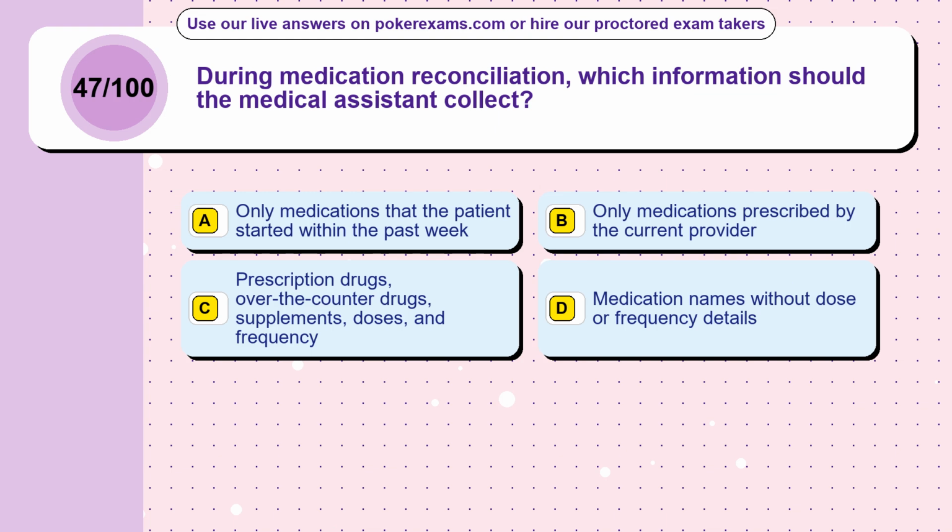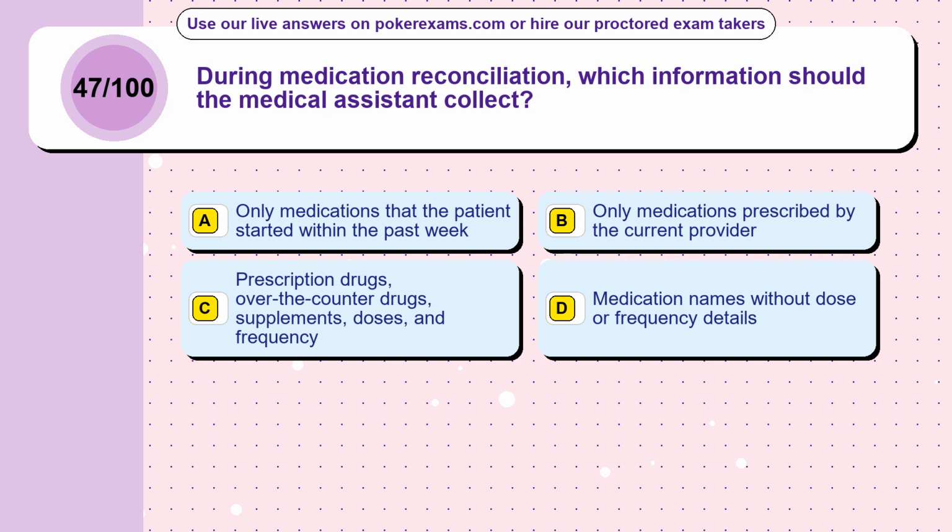Question 47. During medication reconciliation, which information should the medical assistant collect? Option A, only medications that the patient started within the past week. Option B, only medications prescribed by the current provider. Option C, prescription drugs, over-the-counter drugs, supplements, doses, and frequency.